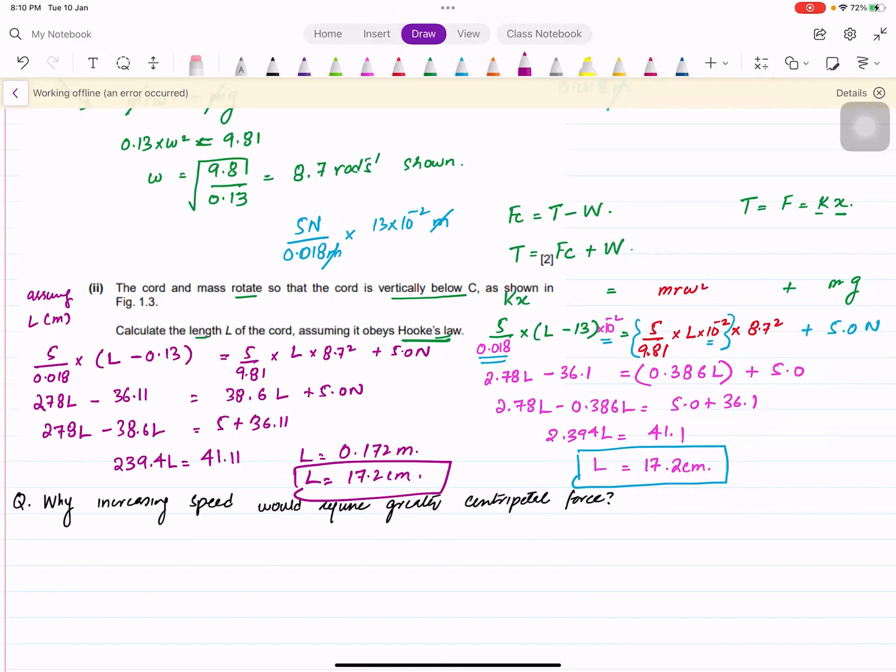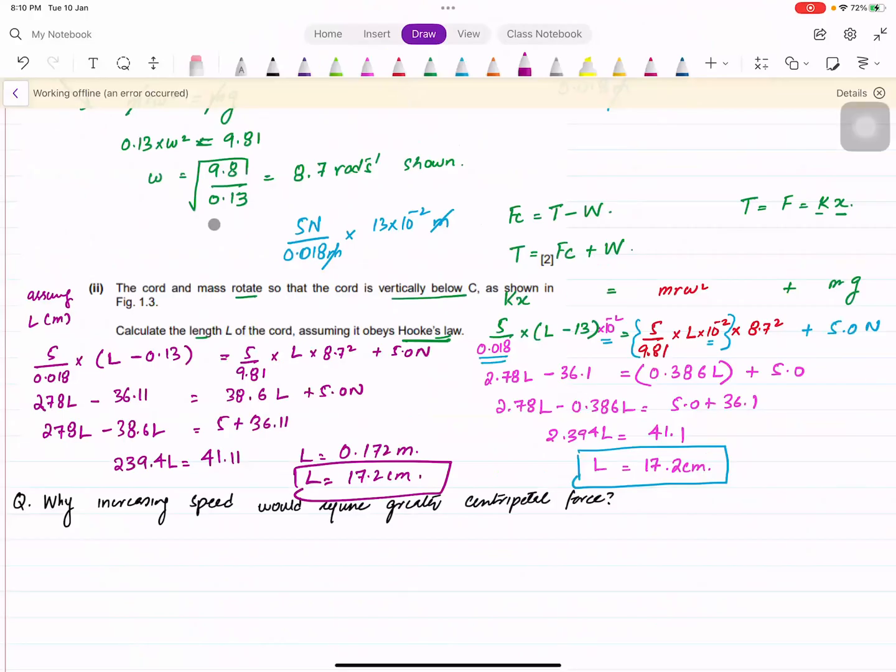And now you need to finish this worksheet. Complete this and submit it, because the chapter is finished. From tomorrow onwards, we're going to start gravitation. So within this week, till Friday, submit it on Google Classroom.